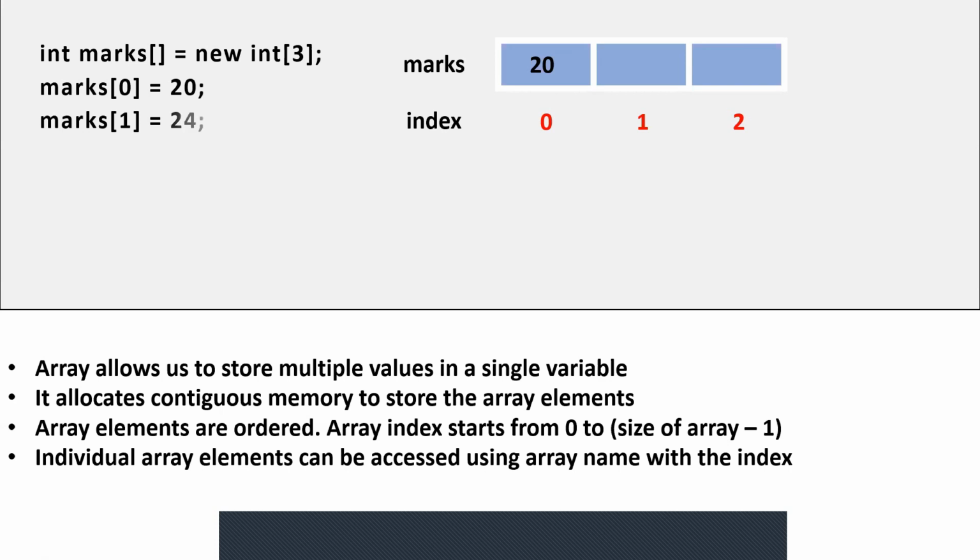Okay. Similarly, marks 1 is 24. So marks 1 will go in the second index location. Okay. Second location, index will be 1. And continuing, marks square bracket 2 is 21. So the third location with index 2 gets 21.